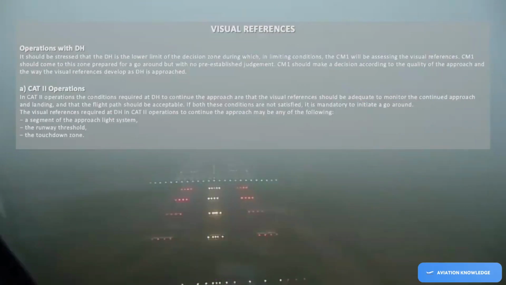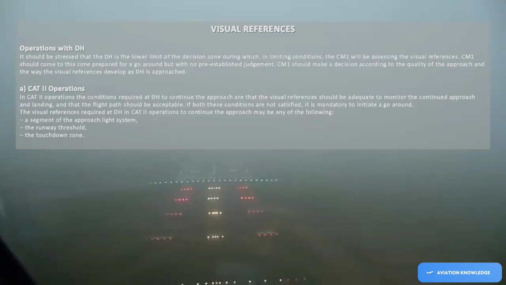Operations with decision height. It should be stressed that the decision height is the lower limit of the decision zone during which, in limiting conditions, the CM1 will be assessing the visual references. CM1 should come to this zone prepared for a go-around but with no pre-established judgment. CM1 should make a decision according to the quality of the approach and the way the visual references develop as decision height is approached.